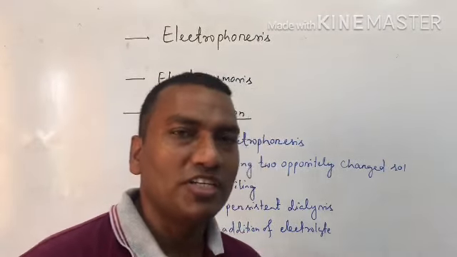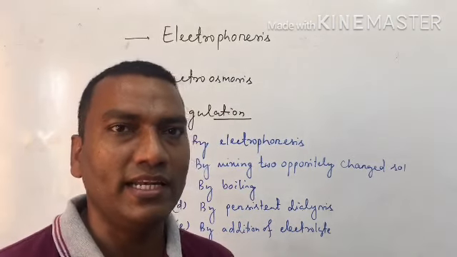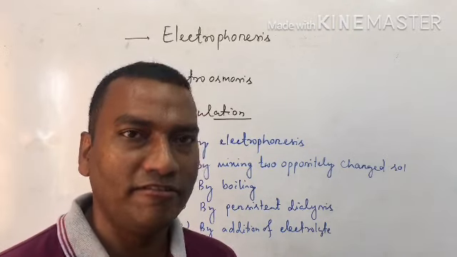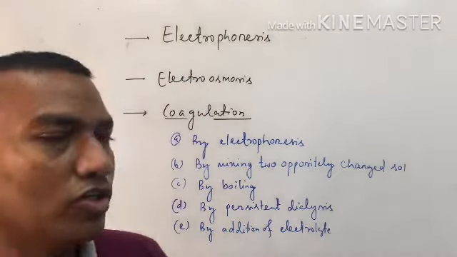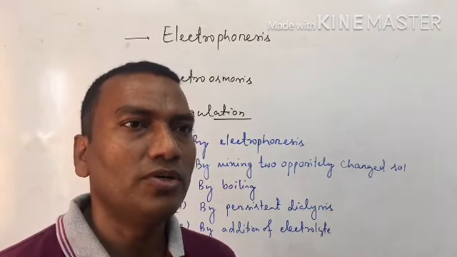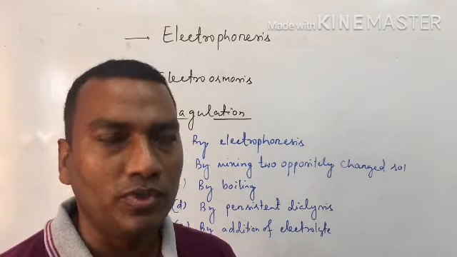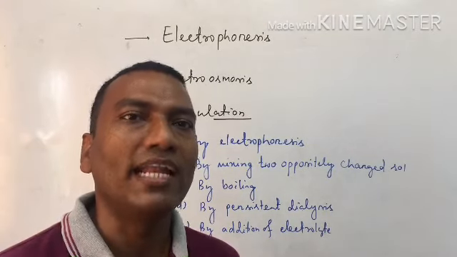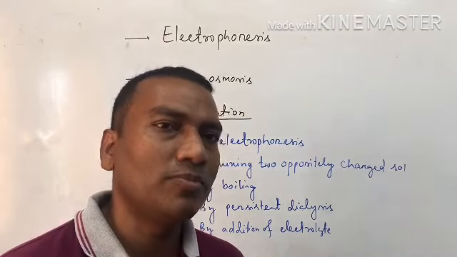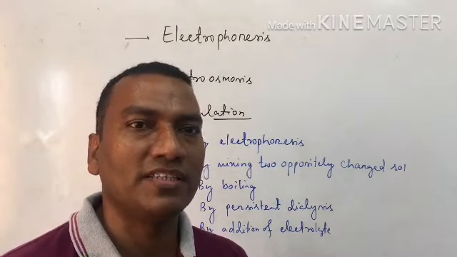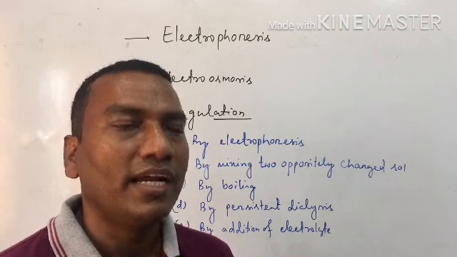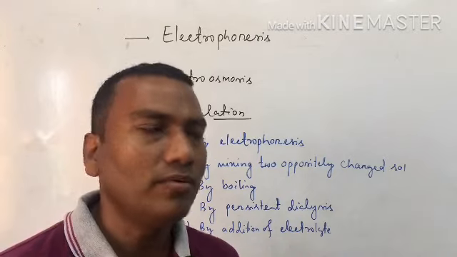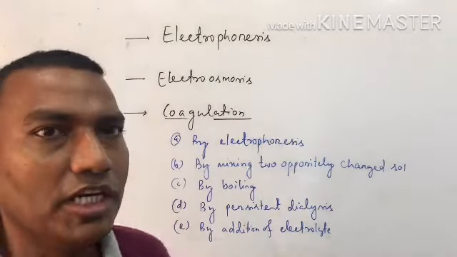So electrophoresis means the migration of colloidal particles towards the electrode in the presence of an electric field. Electrophoresis is of two types: one is called cataphoresis and the other is called anaphoresis. When the migration of colloidal particles towards the cathode takes place, this is known as cataphoresis, and when towards the anode, it is called anaphoresis. Clear now? So this is the meaning of electrophoresis.